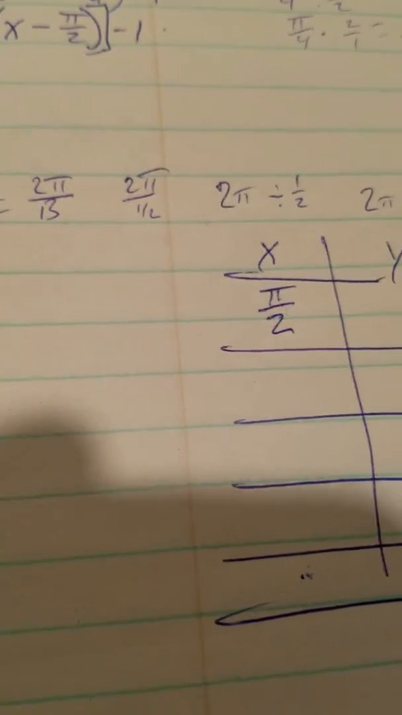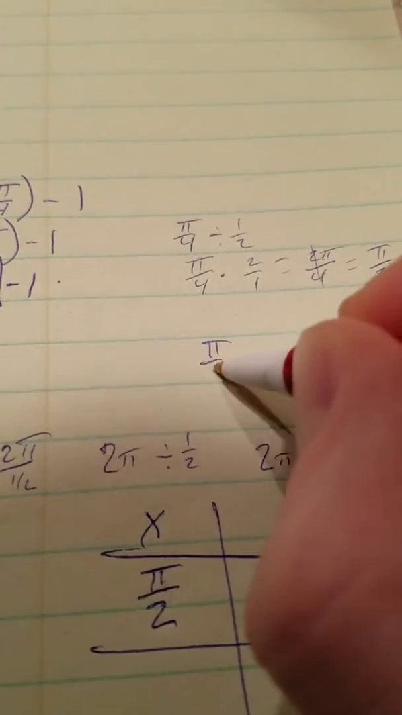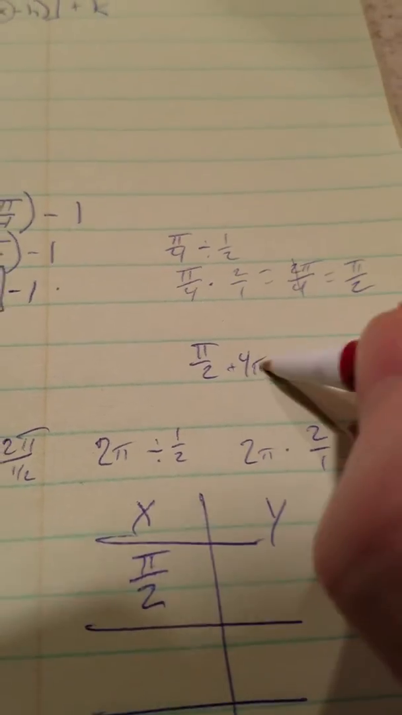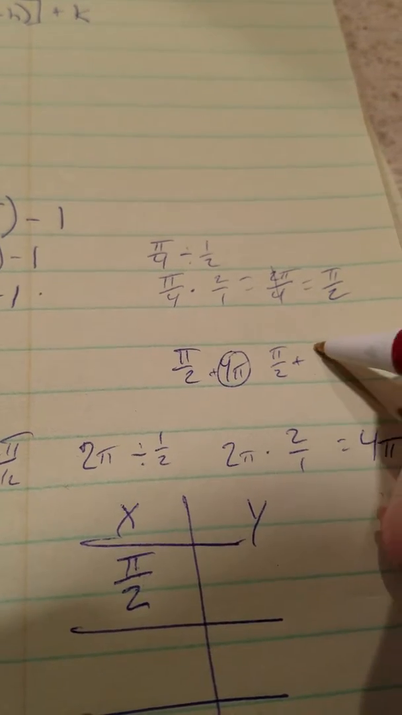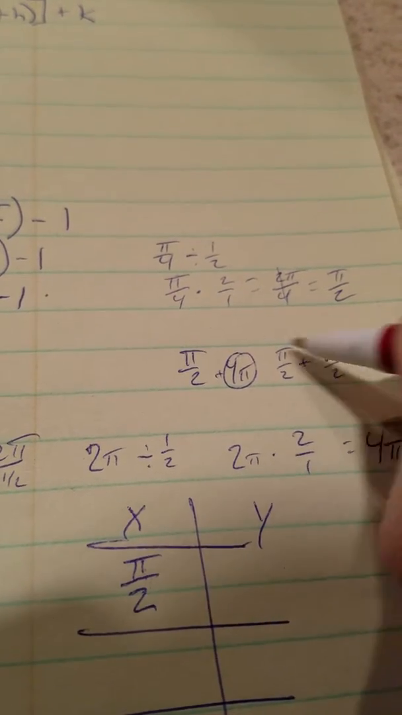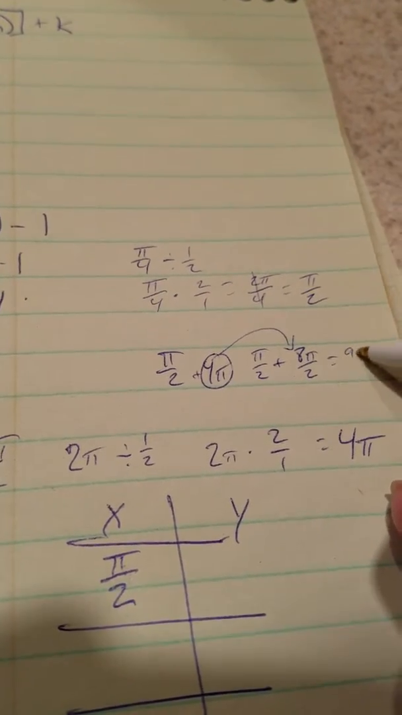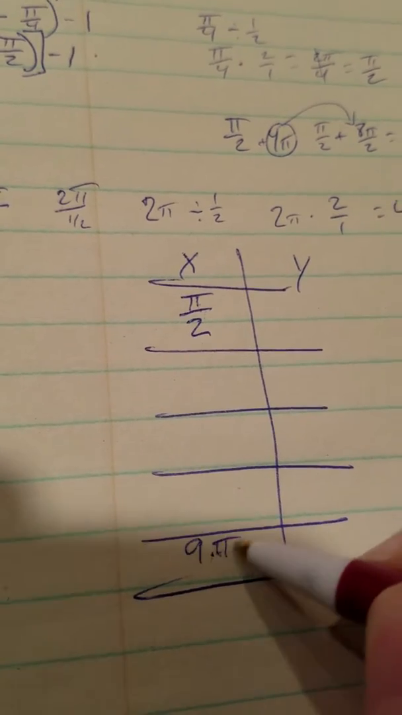Okay, well, here we go again. I got to do addition of fractions. So again, I got to do some other math steps. So I got to do pi over 2 plus 4 pi. Can't do that. I got to rewrite 4 pi. So I get pi over 2 plus 8 pi over 2, right? This is the same thing. So I get 9 pi over 2.